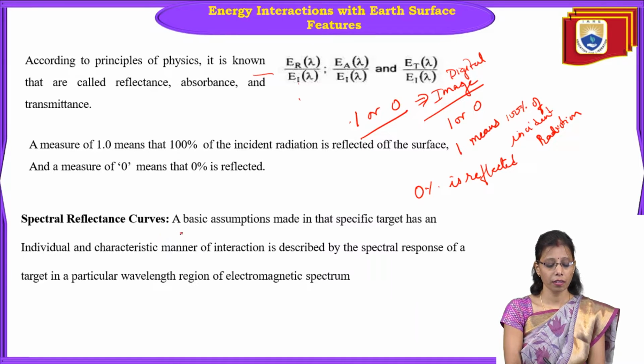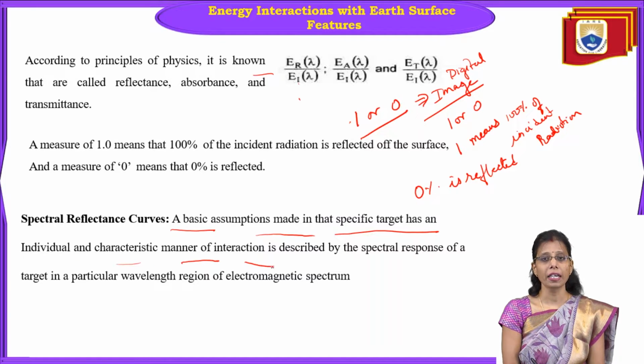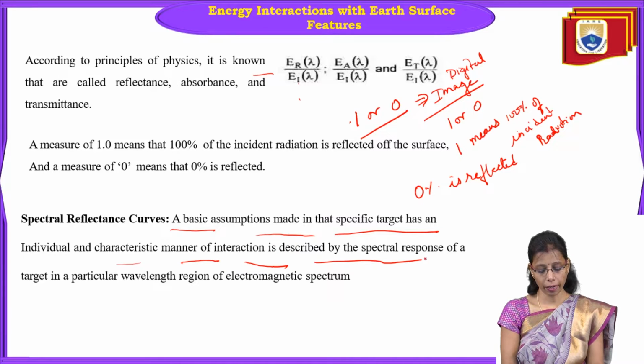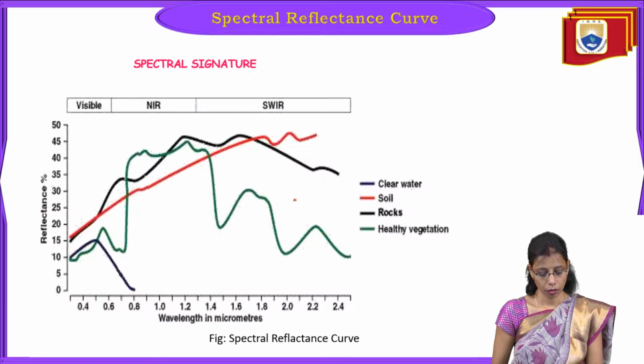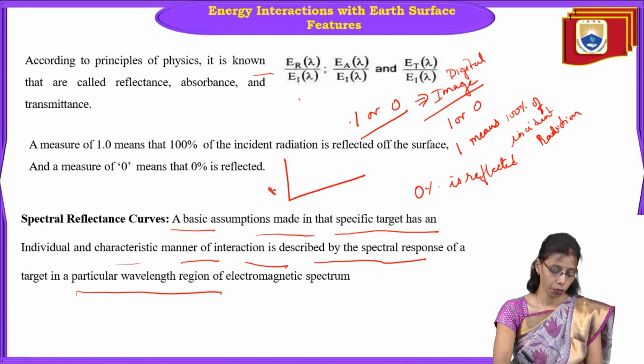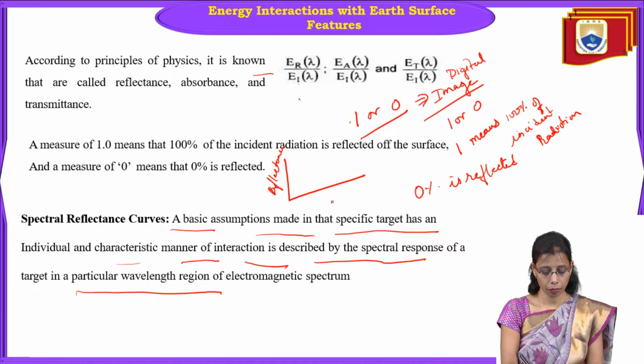The spectral reflectance curve is based on a basic assumption that a specific target has an individual characteristic manner of interaction, described by the spectral response of a target in a particular wavelength region of the electromagnetic spectrum. A reflectance curve means we have a graph here which will show reflectance. The coming slide will help us understand better, and here we'll be having regions.